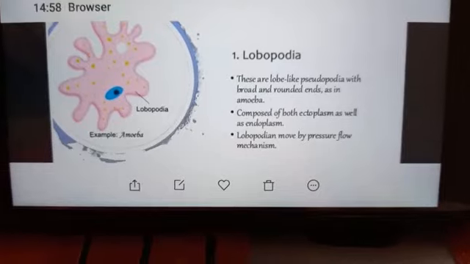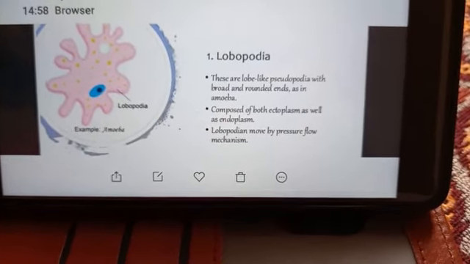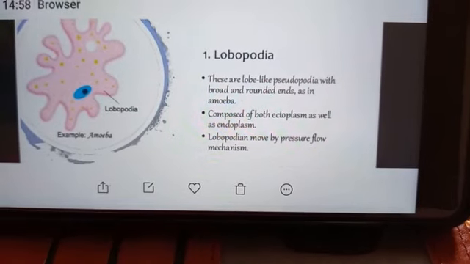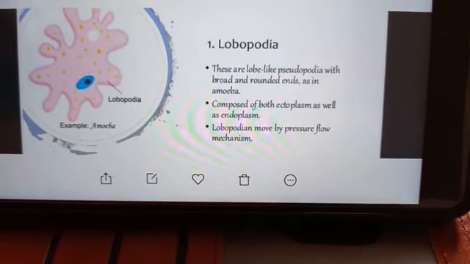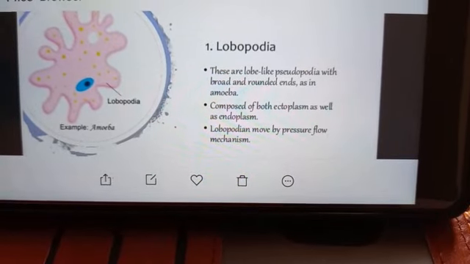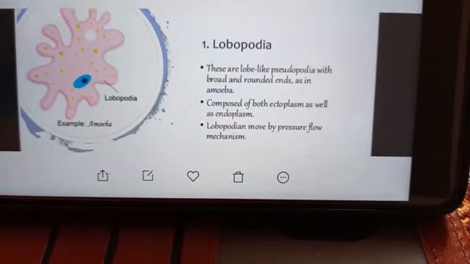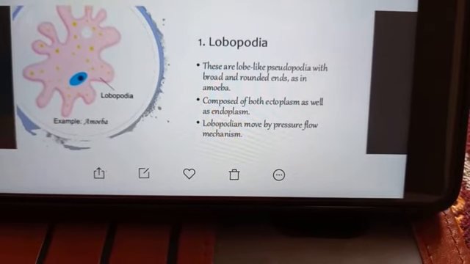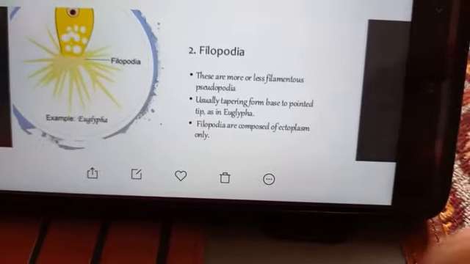Now lobopodia are the pseudopodia which are present in the amoeba. Here you can see these structures, they are lobe-like pseudopodia, broad, and they have rounded ends as in amoeba, and they are composed of both ectoplasm as well as endoplasm, and the lobopodium moves with the pressure flow mechanism. So let's move to the next slide.